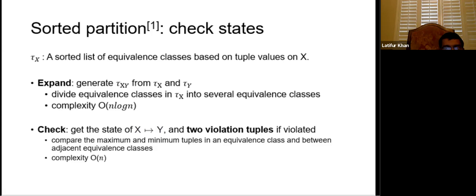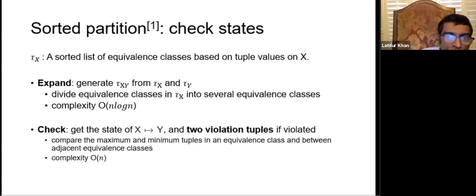Expand and check are two operations on sorted partitions. Expand means to generate a new sorted partition on XY from two sorted partitions on X and Y. This is done by dividing equivalence classes in tau X into several smaller equivalence classes by their order on Y.